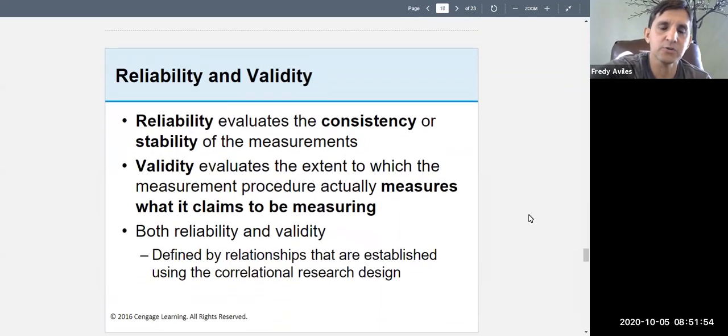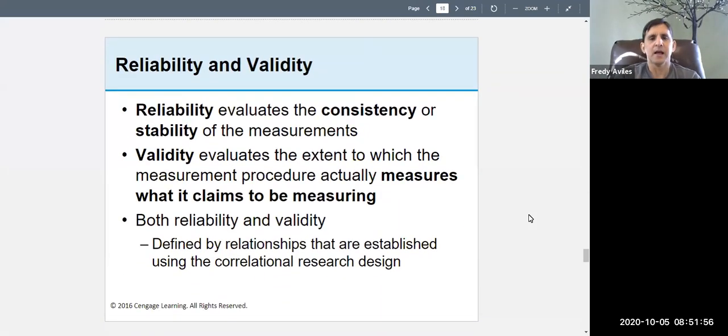Okay, I don't know how much I can tell you guys about that, but I've said it many times already. Reliability and validity, yes, when you do correlations, you can determine the reliability of something, the validity of something. And we actually already talked about this, so I'm not going to say much more about it. But reliability evaluates the consistency or stability of measurements. If a measure is reliable, that means if you give the measure once to a group of people, and then you give them the same measure a second time, let's say a week later, their score should be similar.